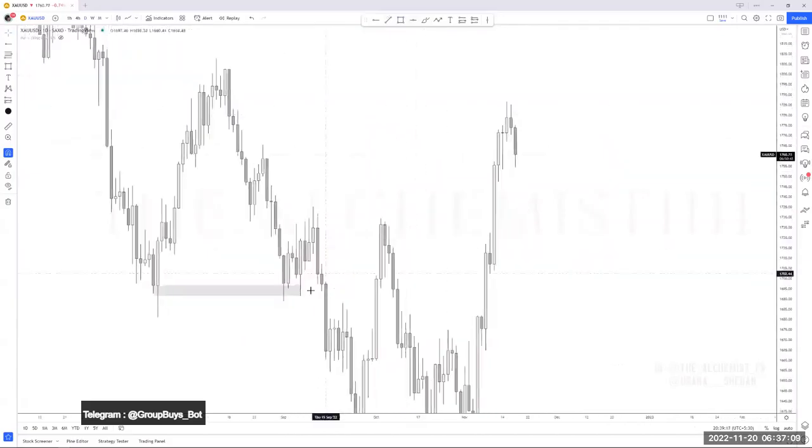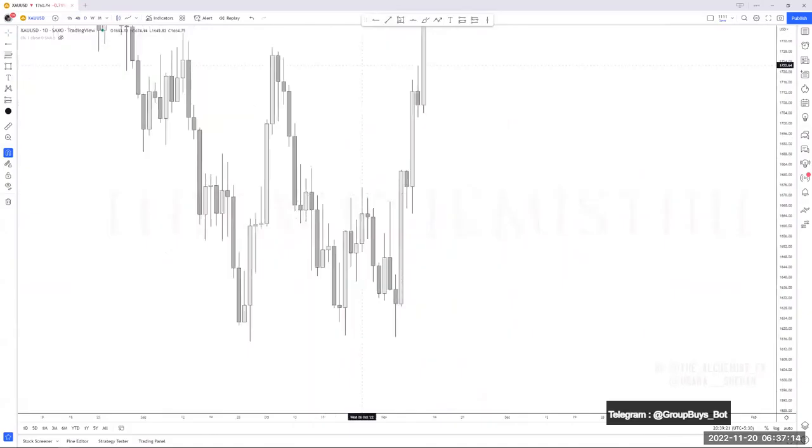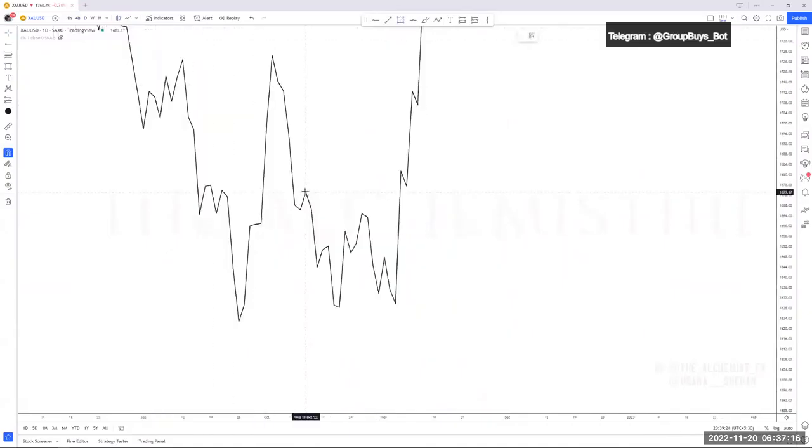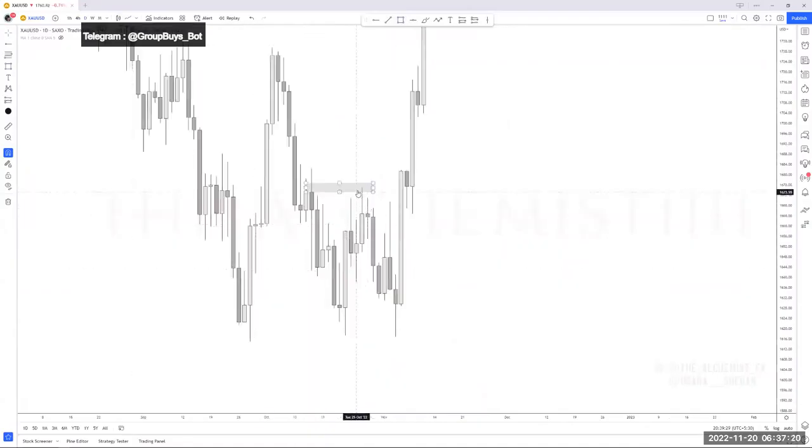And now let's see a proper resistance, a clear one. Here we go. This right here is a resistance, the A formation. See there? What happens? Price comes into that, starts to drop. So that will be a resistance.